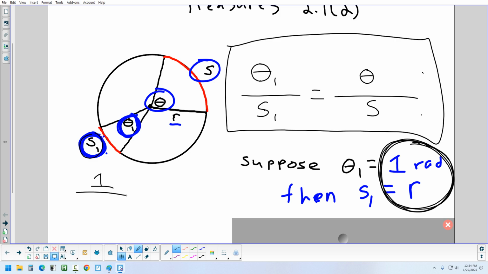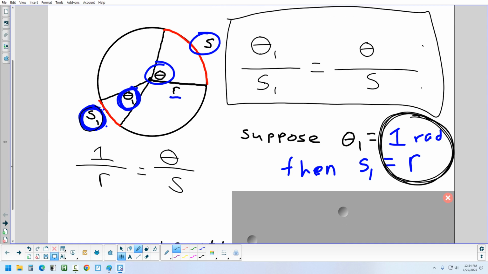For S1, fill in an R. That's the true fact that I'm starting with on the left. An angle of 1 gives you a size that's the radius. Now the right is what I don't know. That's information that they might give me in the problem.